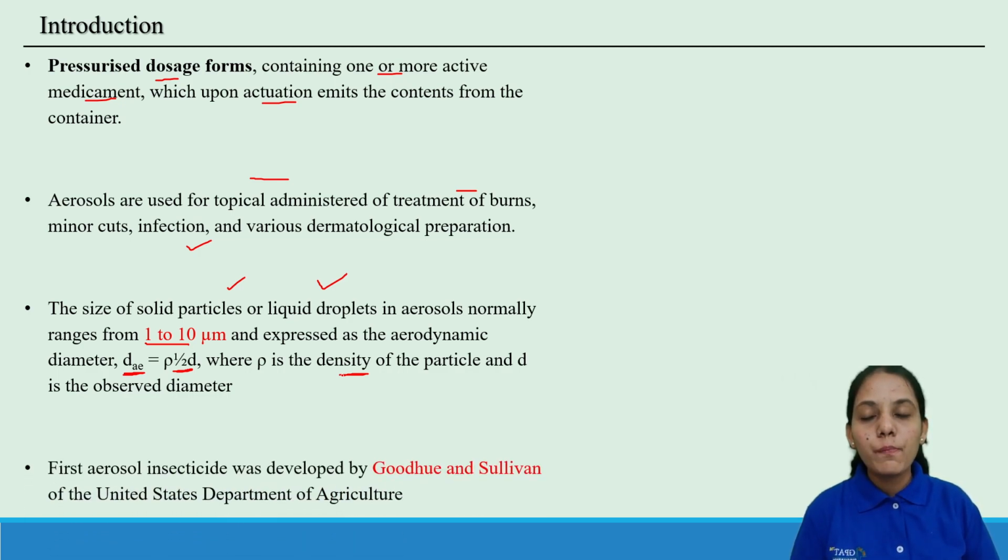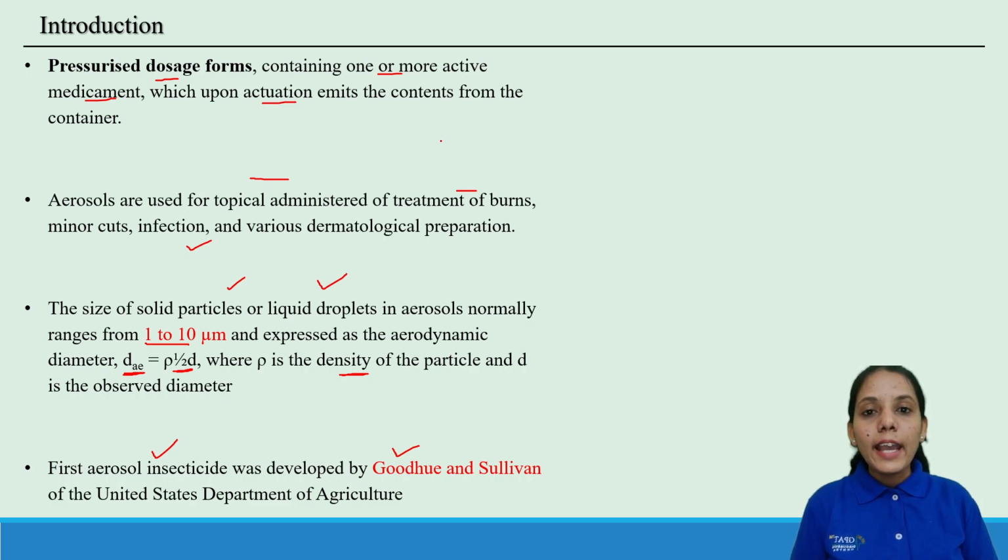Next, a little bit of history we'll see, that is the first aerosol insecticide. The first aerosol insecticide was developed by Goodhue and Sullivan. Goodhue and Sullivan, these were the scientists. They developed the first aerosol insecticide in the US Department of Agriculture. So this was the history and some of the introduction of aerosol.